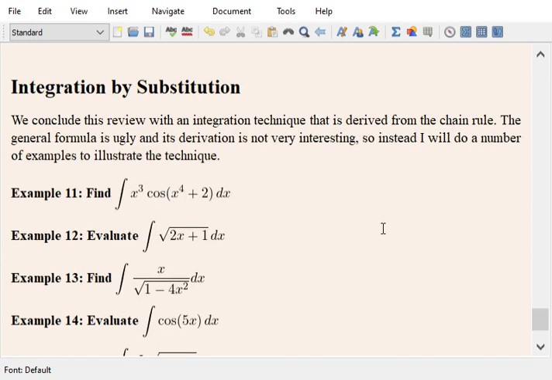So, what I want to talk about in the rest of this part of the lecture is what's called integration by substitution. So this is going to be an integration technique that is very, very useful, and it's going to be pretty much ubiquitous throughout this course, right? We're going to be using it a lot. And ultimately this method is based on the chain rule.